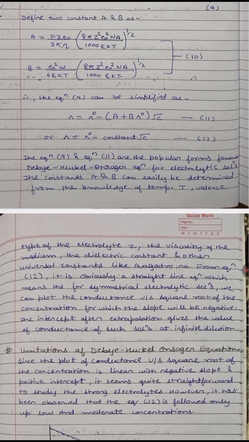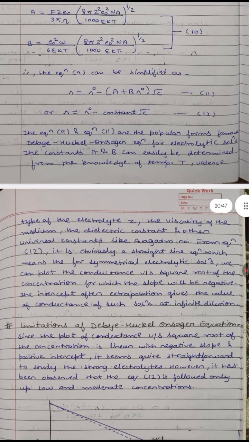Define two constants A and B as A = F Z e₀/(3πη)·(8πZ²e₀²N_A/(1000εkT))^(1/2). Next, B = e₀²ω/(6εkT)·(8πZ²e₀²N_A/(1000εkT))^(1/2). Both these are equation 10.